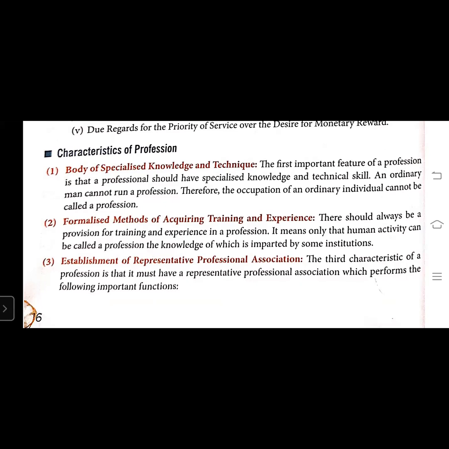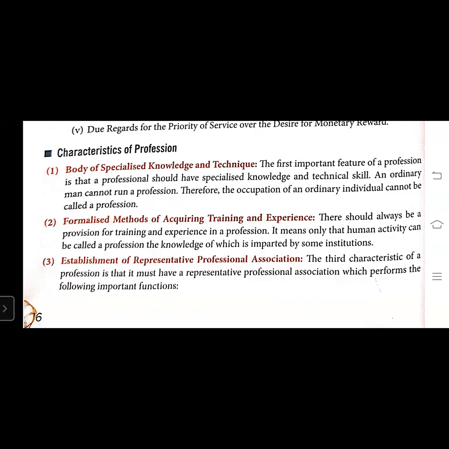Second thing is the formalized methods of acquiring training and experience. Every profession restricts entry on the basis of examination or education. An individual can enter a profession like doctor or lawyer only after acquiring knowledge and skill through formal education and training. So there should always be a provision for training and experience in a profession. It means only that human activity can be called a profession, the knowledge of which is imparted by some institutions. Okay, this education is formalized.